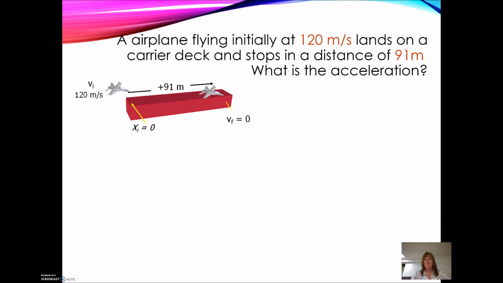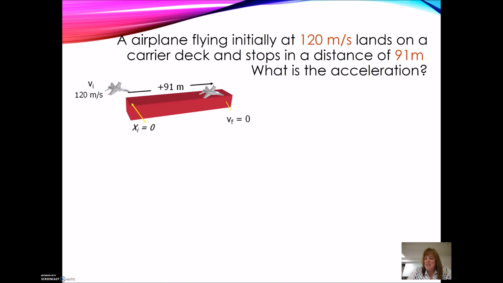All right, let's do another one. Let's see if you can figure this one out. An airplane is flying initially at 120 meters per second. It lands on a carrier deck and stops in a distance of 91 meters. What is the acceleration of the airplane? Well, I drew you a picture. Well, okay, I didn't really draw you a picture, but whatever.